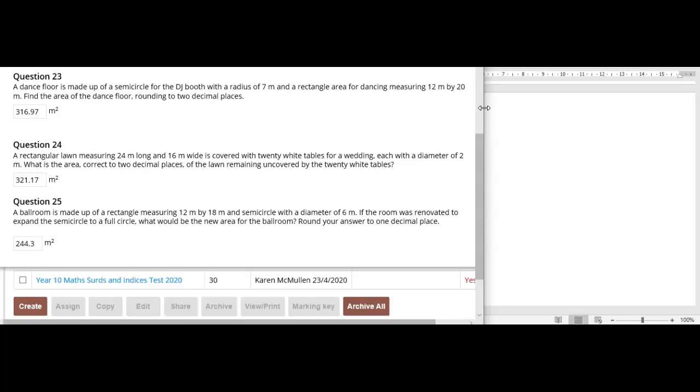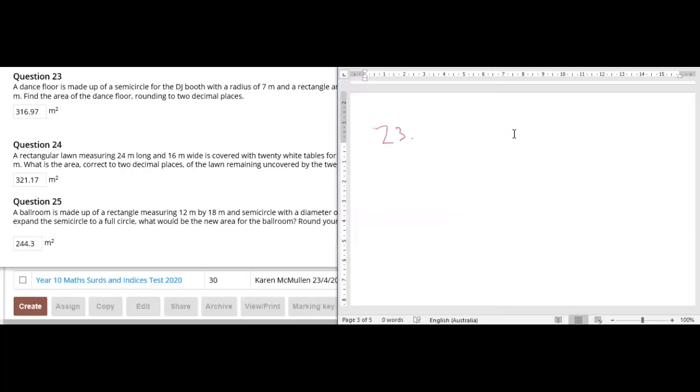Now, I did a very similar question in a previous video. So if you've been watching my videos of difficult problems, I did do, I think, the same sort of scenario, a dance floor with a DJ booth. Okay, so we've got a semicircle on a rectangle. Okay, so let me just draw it.